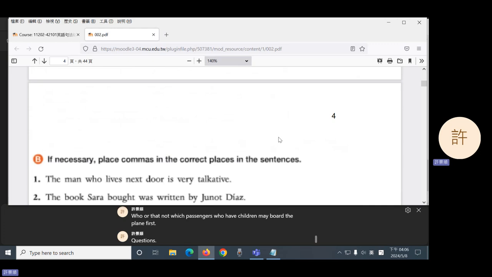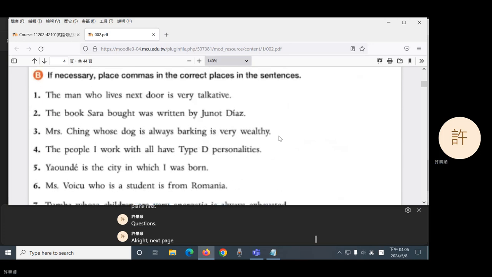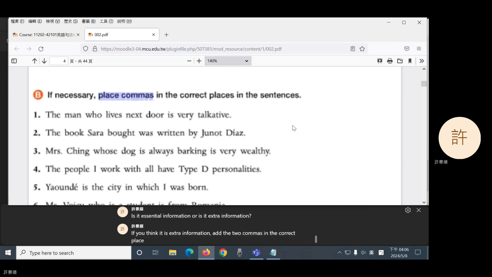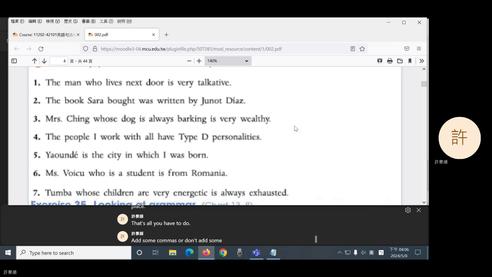All right, next page. Page 4, this set of questions is only asking you if the information is important or is it extra? Is it essential information or is it extra information? If you think it is extra information, add the two commas in the correct place. That's all you have to do. Add some commas or don't add some commas. 7 questions, I'll give you 3 minutes.